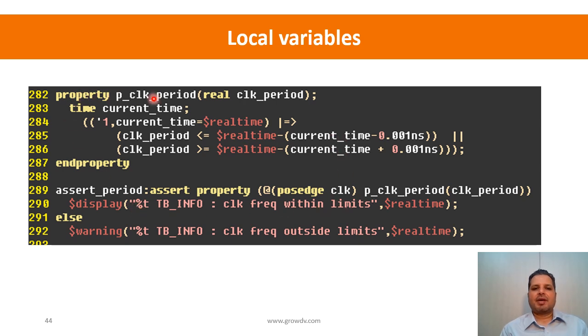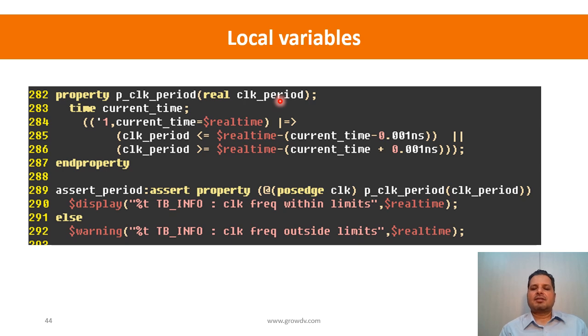What we have done is we have written a property, and since this property could be attached to any clock, we are not specifying the sampling event within the property. So we are specifying at the point where we are doing the assert, so we can specify the sampling event over there. Now we are defining the property P clock period, and we are passing the clock period that needs to be checked as an argument.